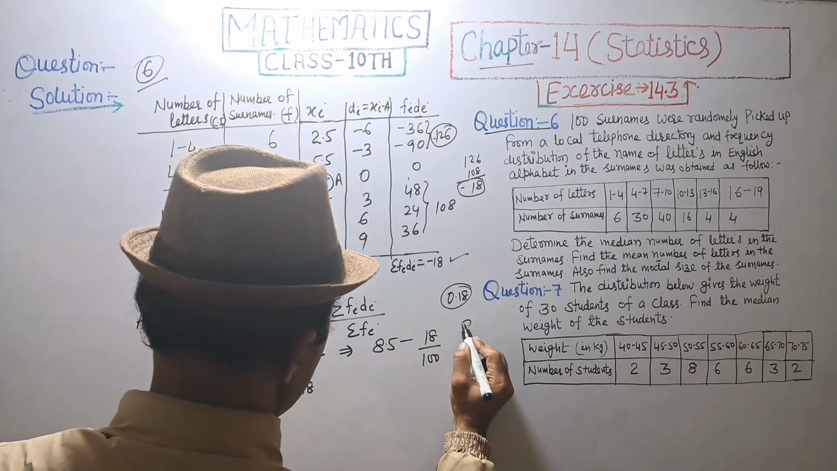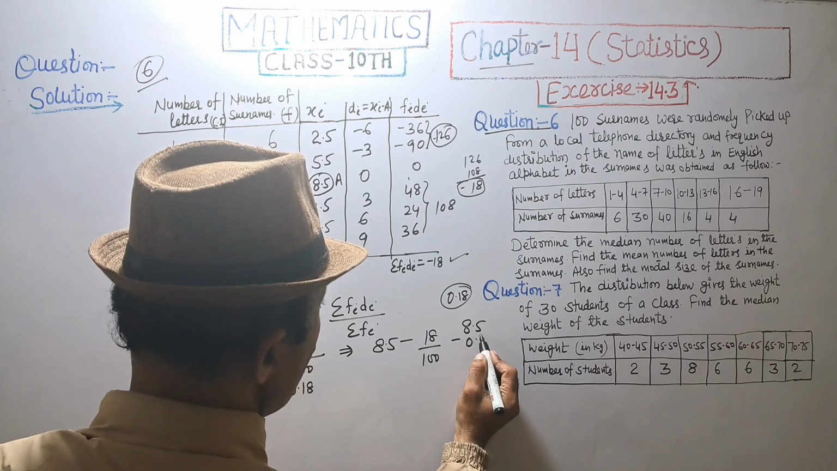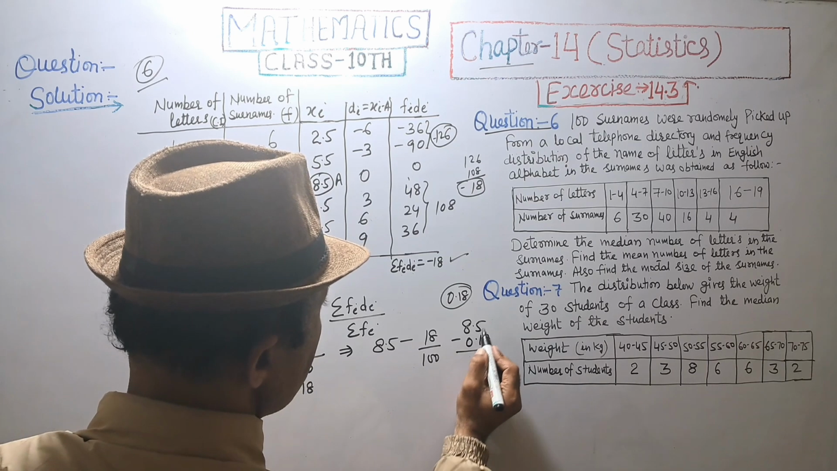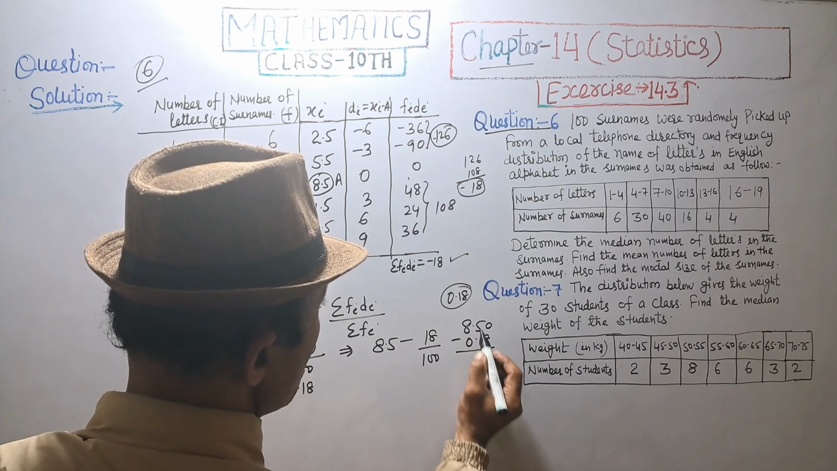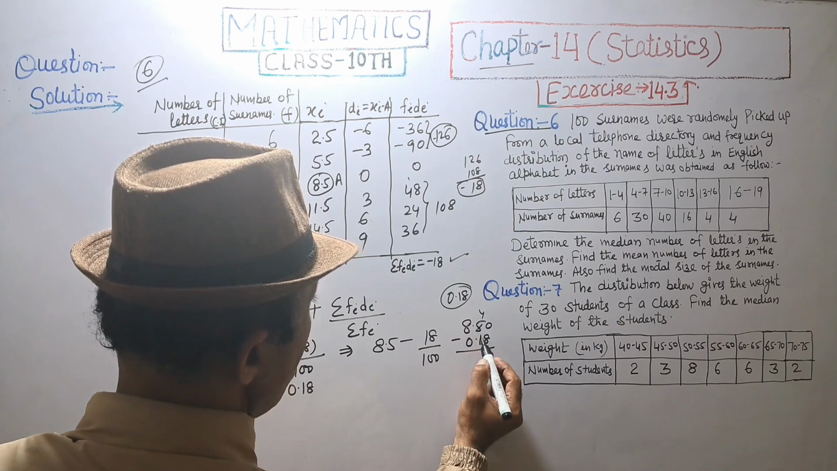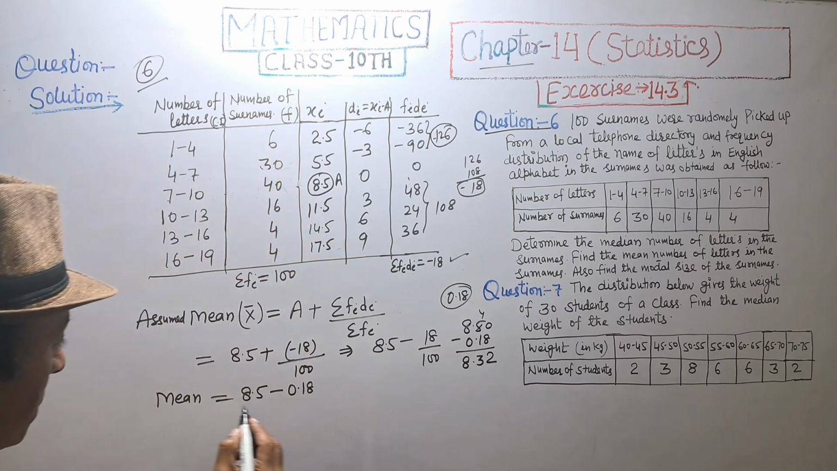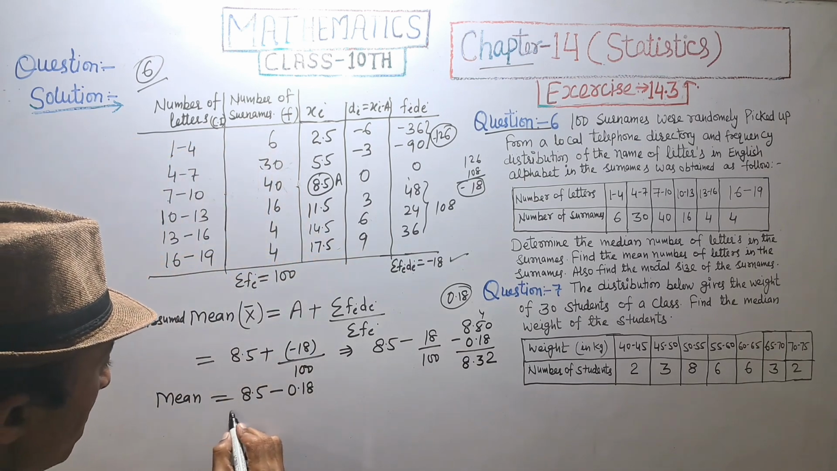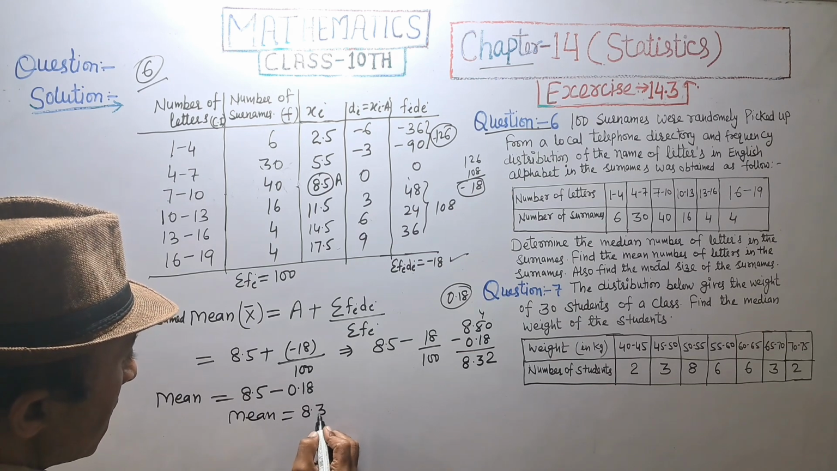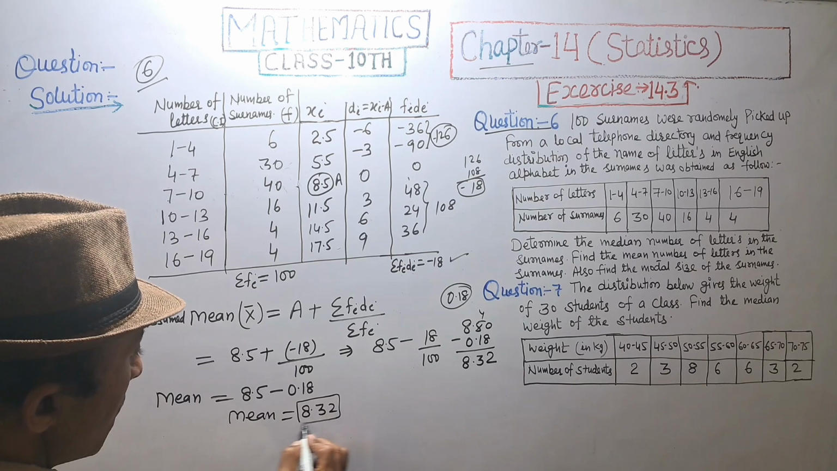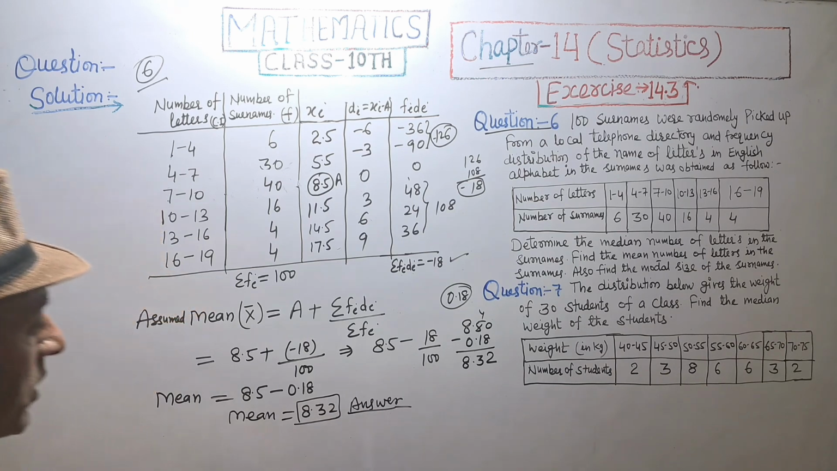So 8.5 minus 0.18: 10 minus 8 is equal to 2, 4 minus 1 is equal to 3, and 8 as it is. So mean is equal to 8.32. Answer.